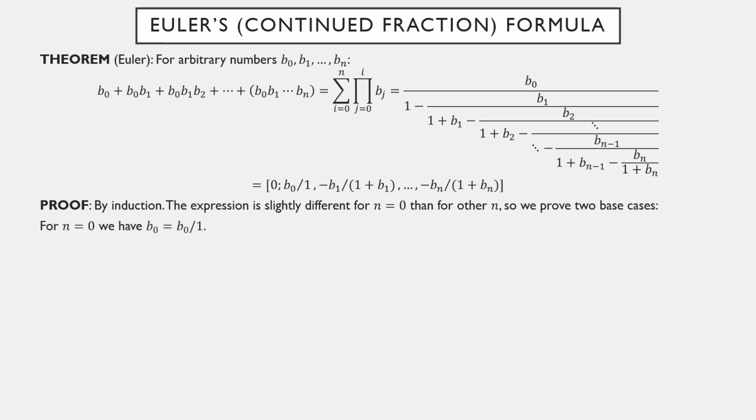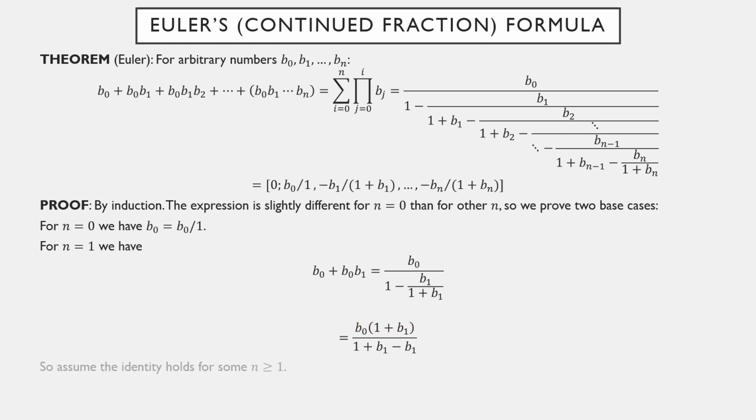Now for n equals 0, on the left we just have b naught. And on the right we would have b naught over 1. Hooray, that is true. For n equals 1, we're going to have b naught plus b naught b1. And on the right, we'll have b naught over 1 minus b1 over 1 plus b1 right here. Now, all you have to do is do some arithmetic, multiply both numerator and denominator by 1 plus b1, and observe that down in the denominator, these b1s cancel, and here we get b naught plus b naught b1. That's exactly what we want, over 1.